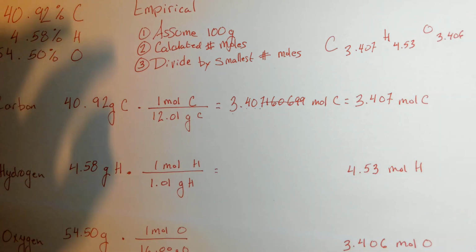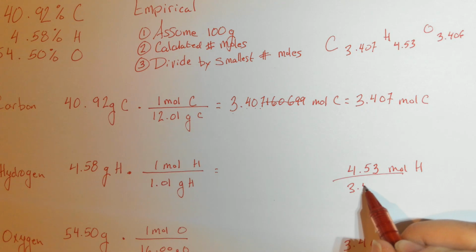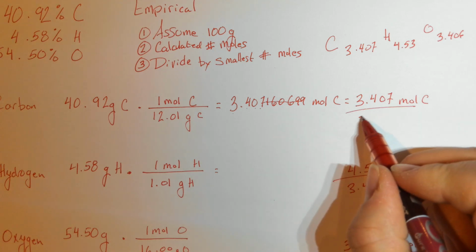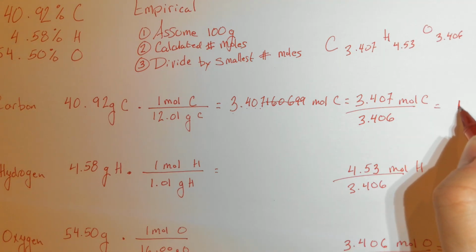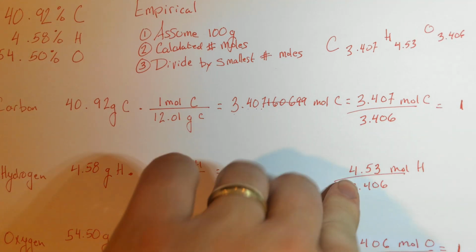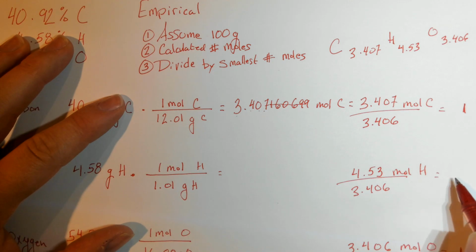Great. So let's go ahead and do that now. We're going to divide everything by 3.406 moles. And we will, of course, get 1 here. And we'll get 1 here, give or take. But how about here? 4.53 divided by 3.406. That gives us 1.33.